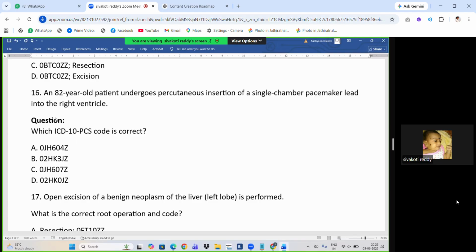Yes or no? Only one option they given, fifth character 3. Remaining all are 0, 0, 0. But percutaneous they used. Which option's fifth character has 3? That should be the answer. So here we have only one option. Got it?